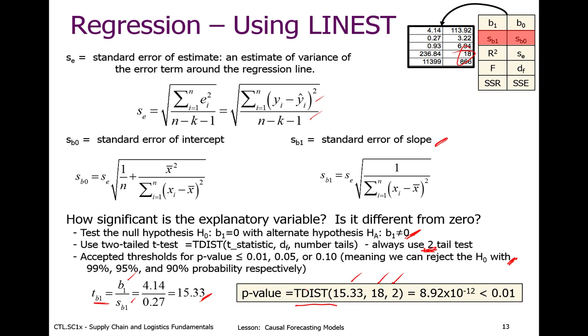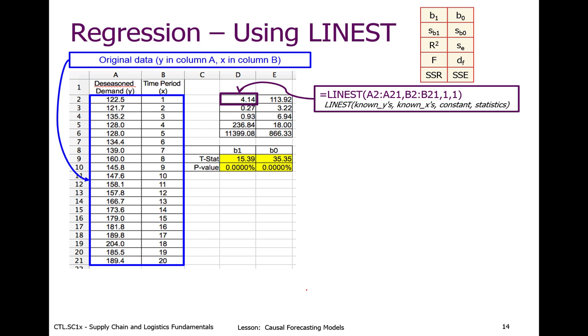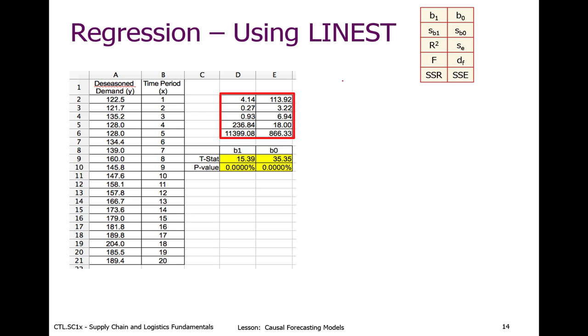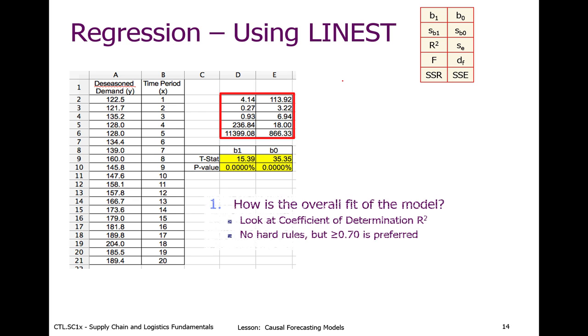So how do I go about testing the model overall? Let's go back to our original data. Here's my data in the blue, and I've done my LINEST function, and it's given me my data here. I look first at how good the overall model fit is, and I look at the R squared. 0.93, that's pretty good. There are no hard and fast rules of what a good R squared is. Generally closer to 1 is better. For forecasting, usually you need to be north of 70%, 0.7. But these can be anywhere. It depends on the type of thing you're modeling. But that looks pretty good.